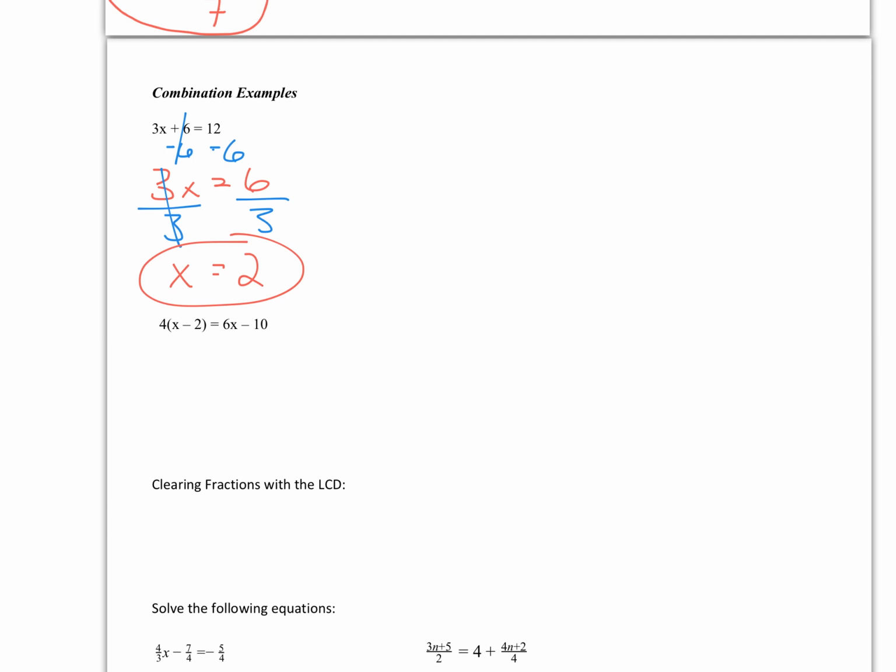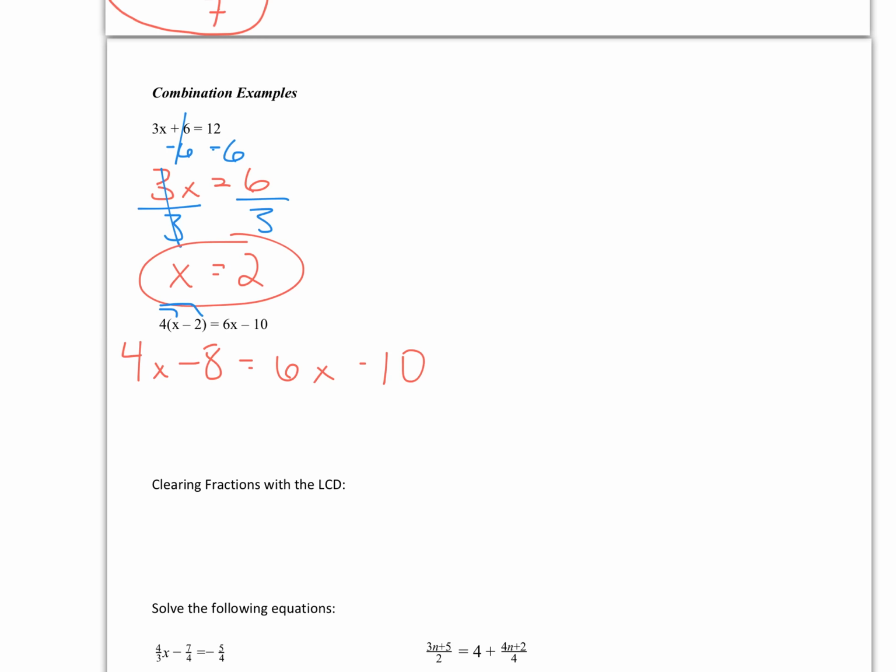The next example, we have a distributive property involved, so we want to make sure to multiply this 4 out first. This 4 needs to be distributed to the x and the negative 2. So we have 4x, and then 4 times the negative 2 is minus 8, equals 6x minus 10.